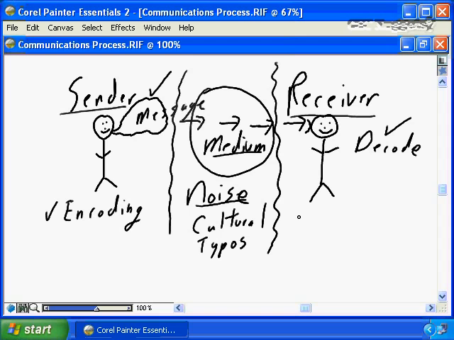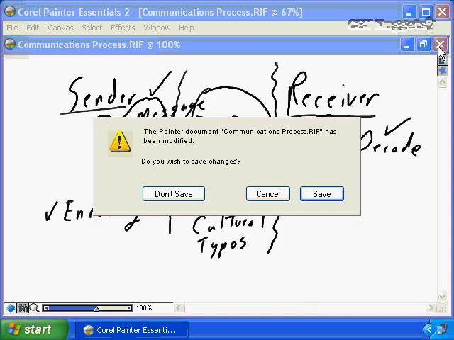There are a few more issues that we need to be aware of when working on the communications process. Let's clear this away and start with a blank screen and look at some of those other issues.